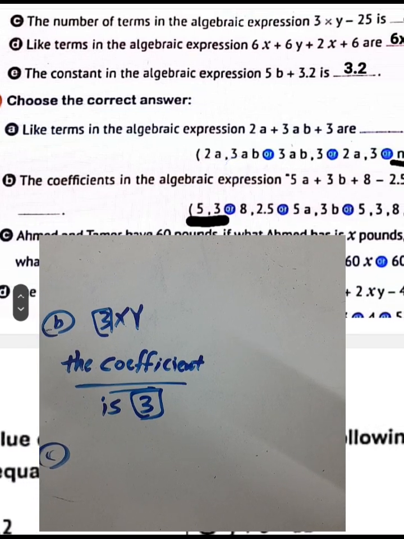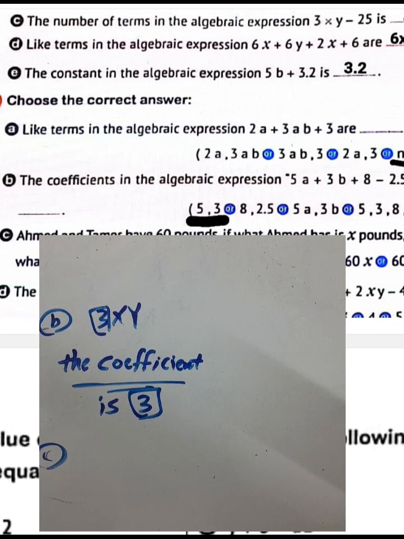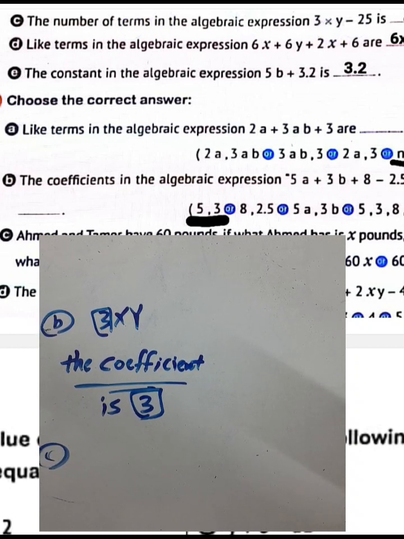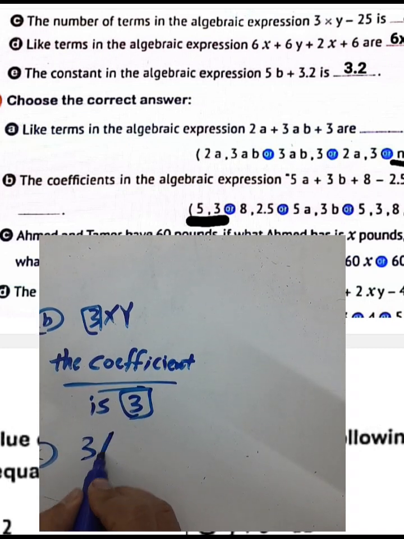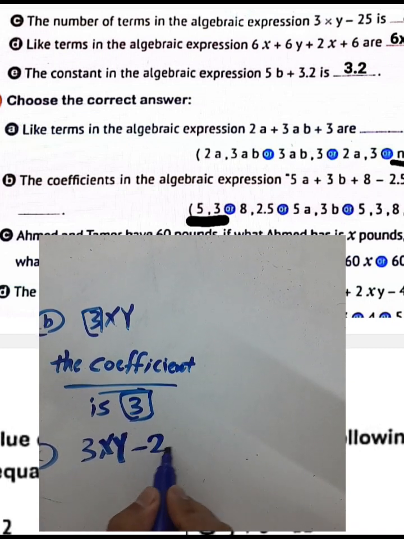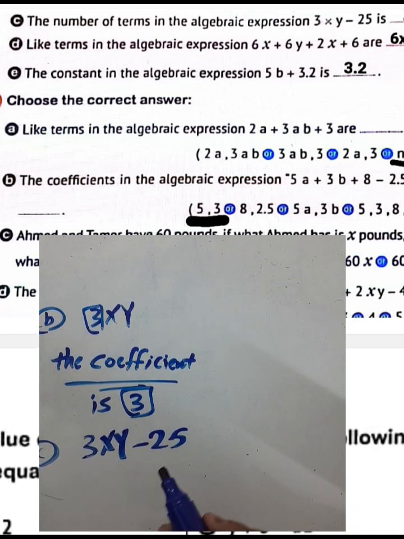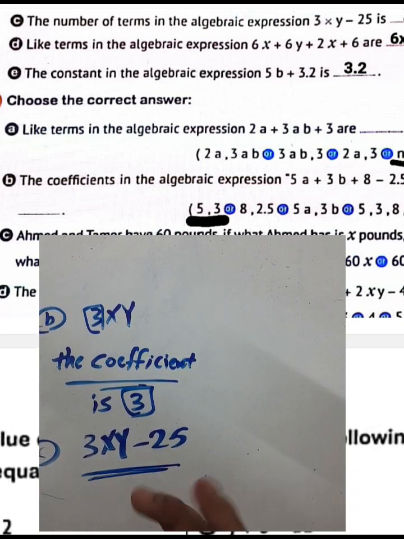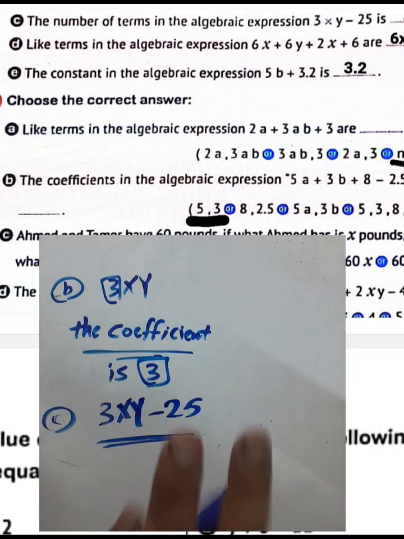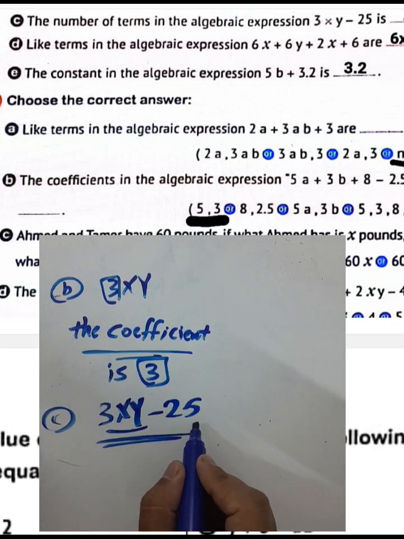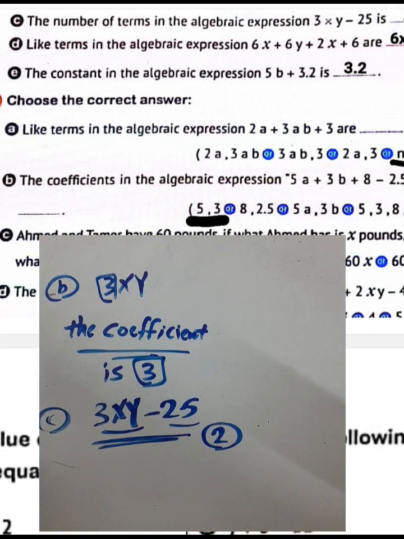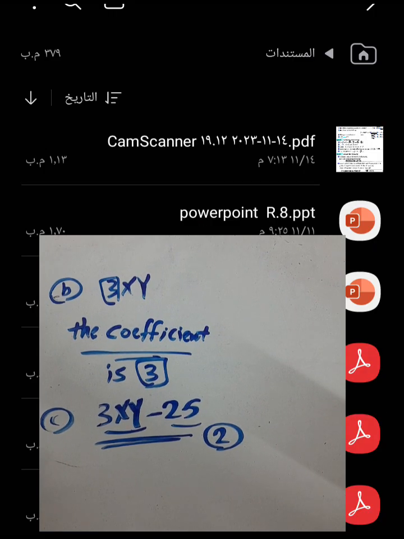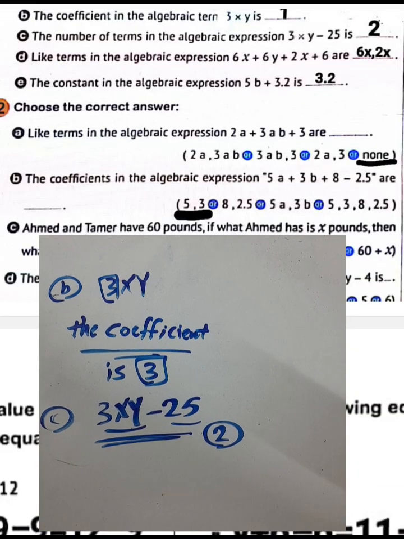Okay, look at question letter C. The number of terms in the algebraic expression 3xy subtract 25 is 2. We have this expression, 3xy subtract 25. How many terms here? We have 2 terms. The first term is 3xy and the second term is 25. So you must write 2 in the space. Next question.